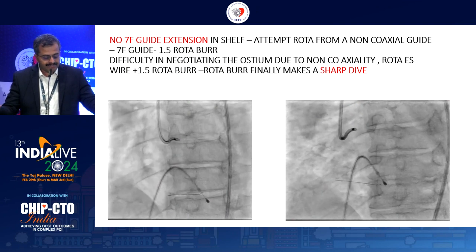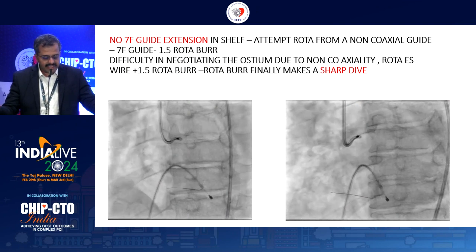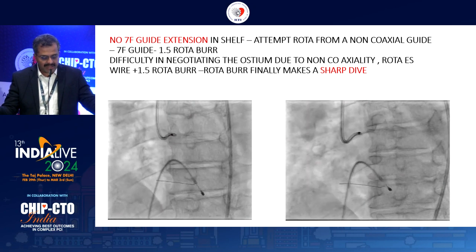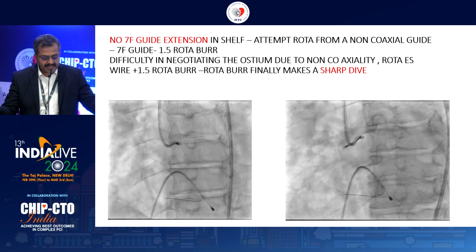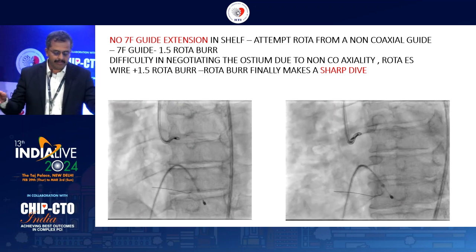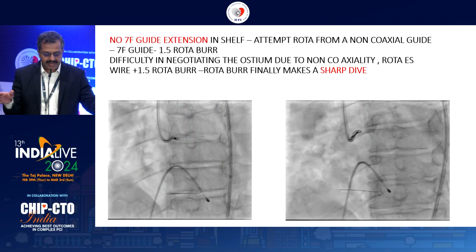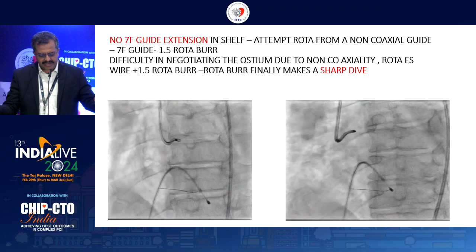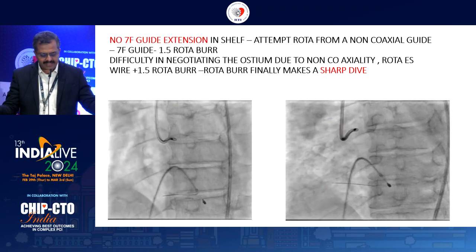We didn't have any 7 French guide extension on the shelf at that time, so we thought of attempting a Rota with a non-coaxial guide. So we have a 7 French AL guide in, and we took a 1.5 bar. We thought of dealing with it almost like a tortuous RCA. So the guide and RCA were in different planes. We had significant difficulty negotiating the ostium because of non-coaxiality.